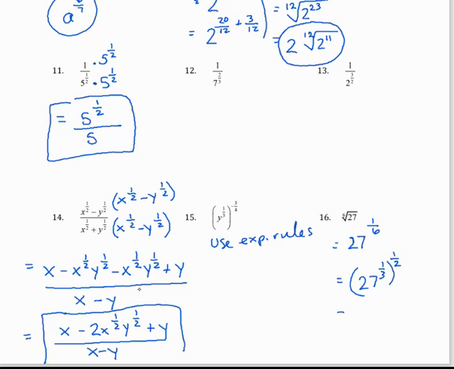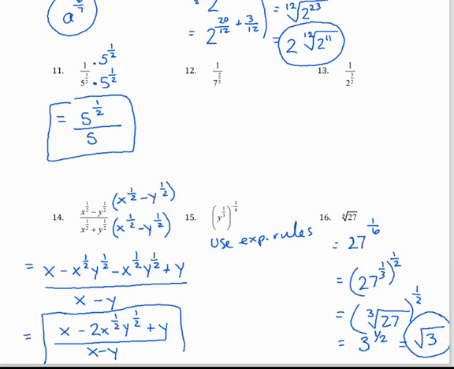If I convert that to radicals, 27 to the 1/3 is the cube root of 27. And now that will be to the 1/2. Well, the cube root of 27 is 3. So that's saying 3 to the 1/2. Now, last but not least, 3 to the 1/2 means to take the square root of 3. Can we do that? Nope. So we leave it as is.